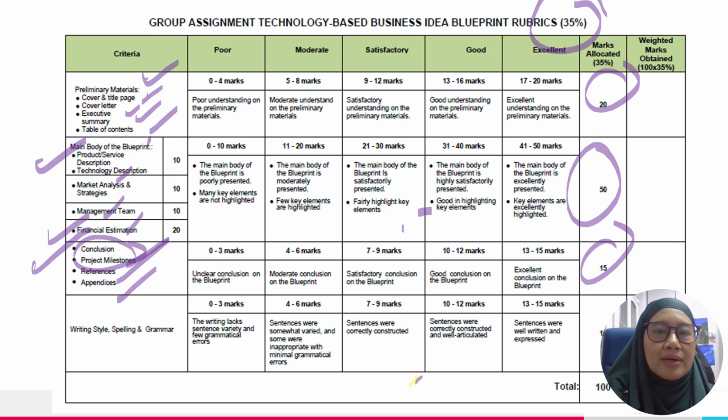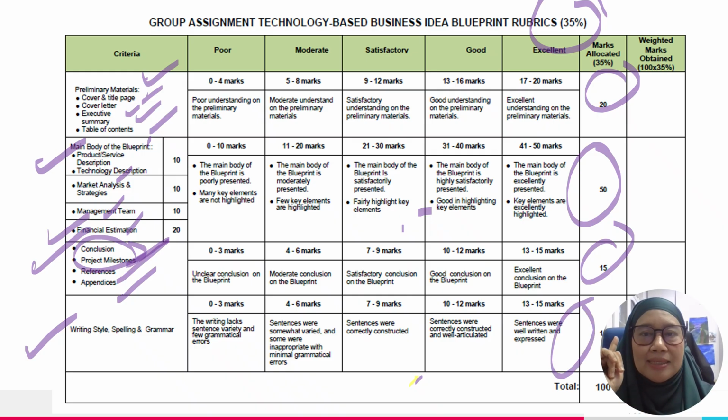Lastly, writing style, spelling, and also grammar. So this one is 50 marks. So remember, this is a professional business report, not an essay. So use simple, precise language. Structure your ideas clearly and proofread before submission.